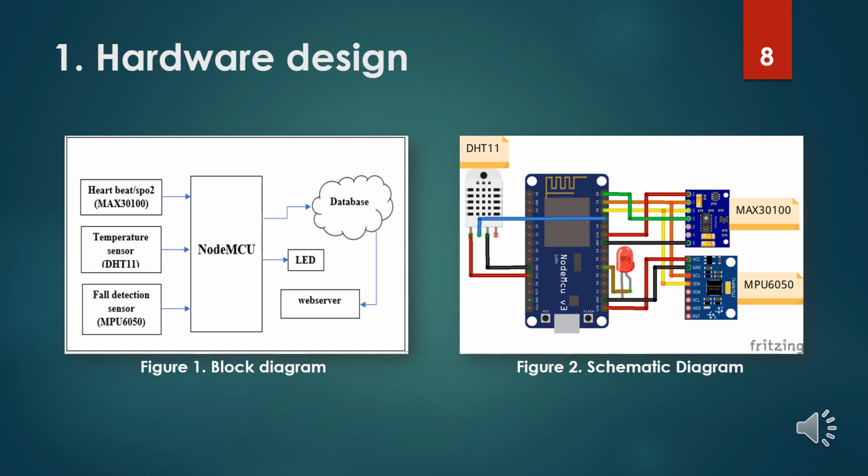The LED is used here to indicate the patient emergency. It will blink in the patient's critical condition. All this data will be transferred and stored in the database of the website. To monitor the patient's health, the user needs to log into the website. Next is the schematic diagram, which is designed using Fritzing software.